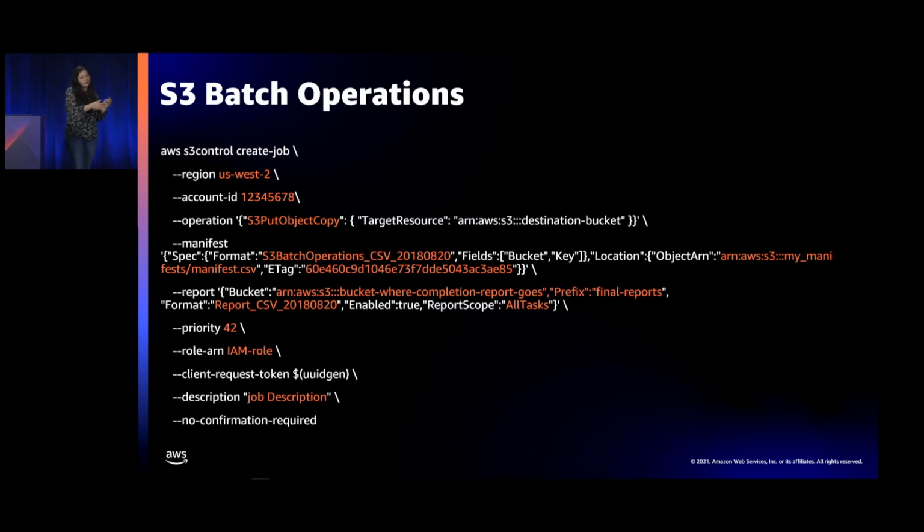Here we see a deeper view into a batch operations job. Note the selection of the operation, the manifest, and the reporting location. The priority allows S3 batch operations to run tasks in parallel while allowing you to set priorities for multiple batch operations jobs within your account. And this API-driven approach makes granular, automated deployment of your batch operations job a breeze.